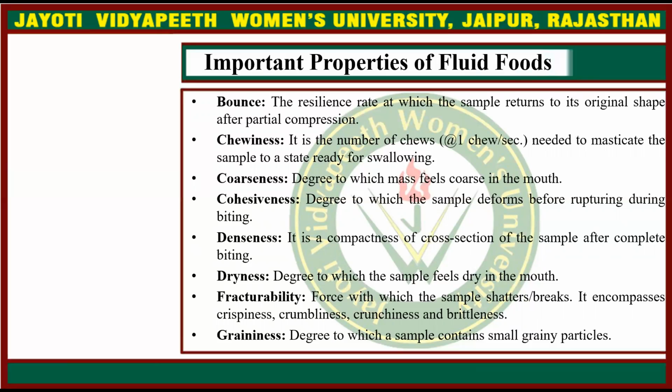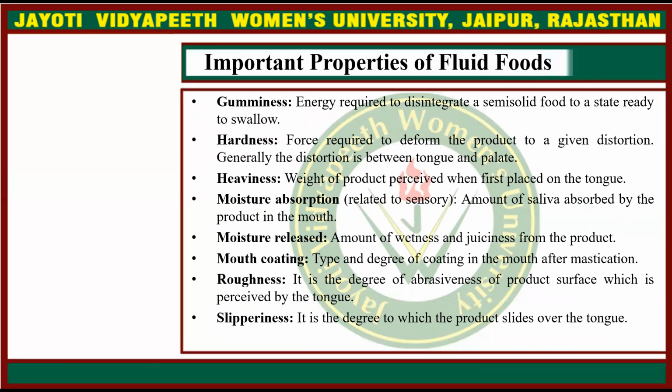Then dryness: degree to which the sample feels dry in the mouth. Fracturability: force with which the sample shatters or breaks; it encompasses crispiness, crumbliness, crunchiness, and brittleness. Graininess is the degree to which a sample contains small grainy particles. Gumminess is the energy required to disintegrate a semi-solid food to a state ready to swallow. Hardness is the force required to deform the product to a given distortion. Generally, the distortion is between the tongue and palate.